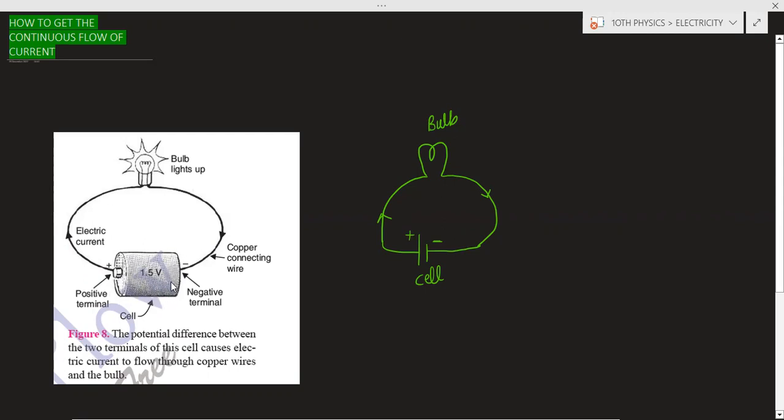Okay. So the use of the cell or the battery is to create the potential difference. You can draw this diagram like this. This is a bulb, and this is the symbol of the cell. You have connected the bulb with the cell like this, so that there is a continuous flow of the current and the bulb will glow.